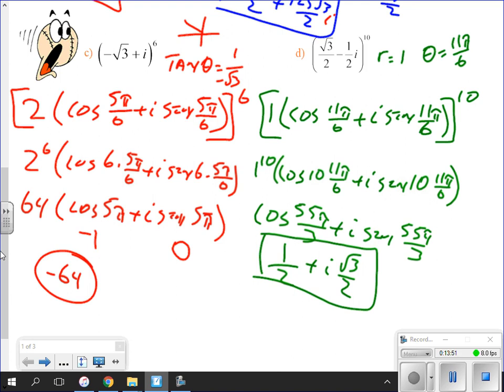Okay? Once again, would you really want to FOIL that out to the 10th power and try to figure that one out? Even with Pascal's triangle, that's a pain. Okay? Much easier way to do it. Sometimes it looks nastier, but it's actually easier.